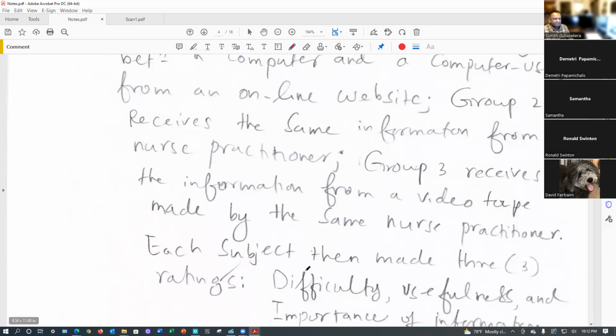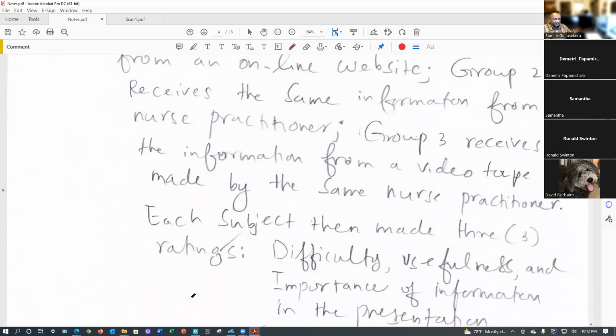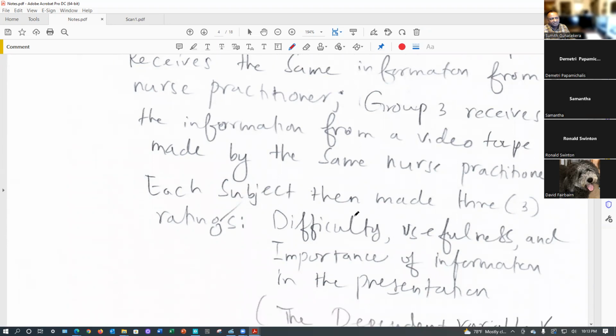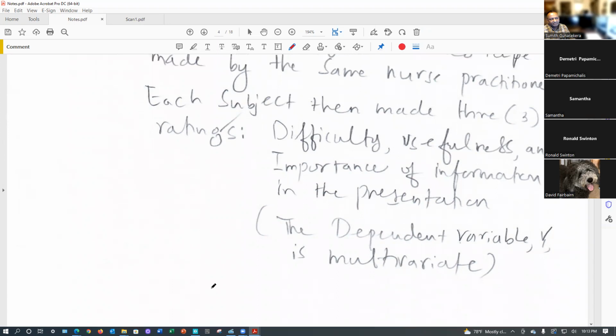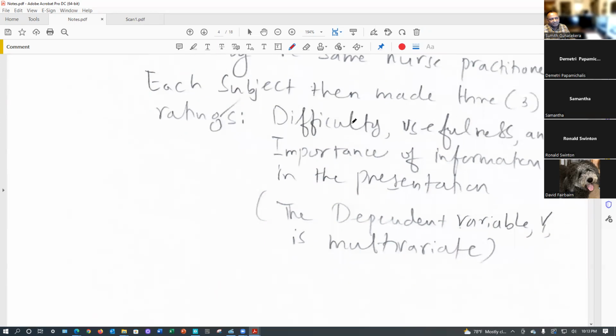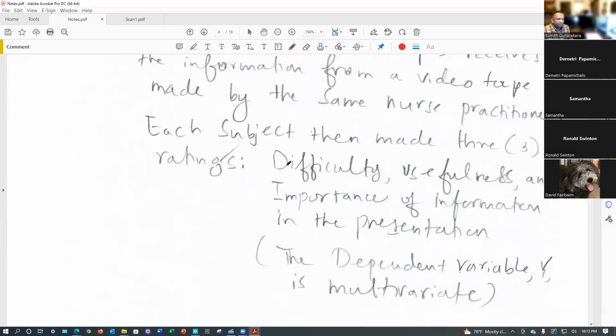Each subject, each patient, then made 3 ratings: difficulty, usefulness, and importance of information in the presentation. The dependent variable Y is multivariate. Why multivariate? Because they were talking about difficulty, usefulness, and importance. For those three, you're going to give some ratings. 3 ratings for each group. There are 3 groups.